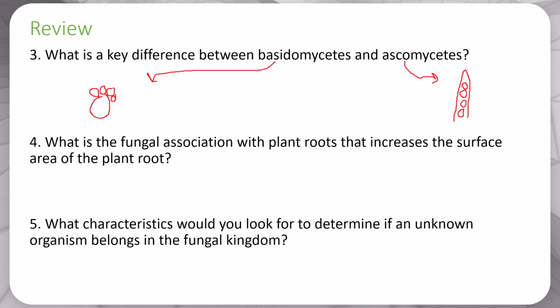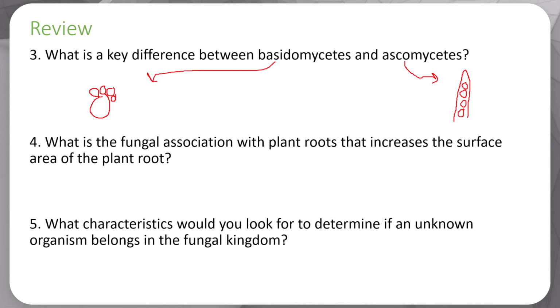What's the fungal association with plant roots that increases the surface area of the plant root? So that's mycorrhizae. Mycorrhizae is that fungal association with plant roots that increases the surface area of the plant root.